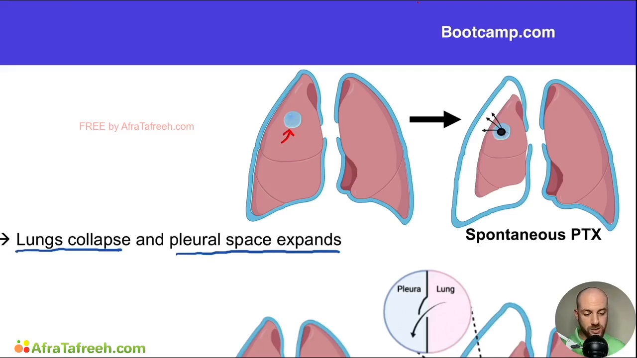And when it bursts, it's going to introduce air from the lungs into the pleural space. And as a result, the pleural space is going to expand as it fills with air, and furthermore, the lungs are going to collapse.